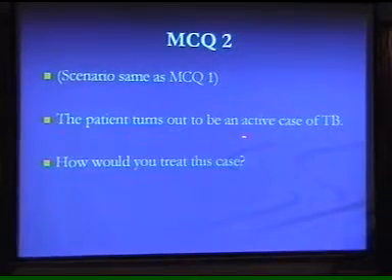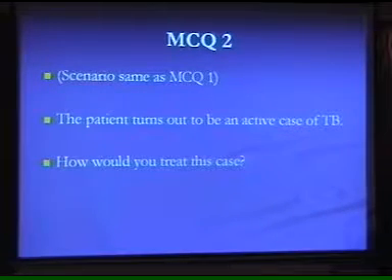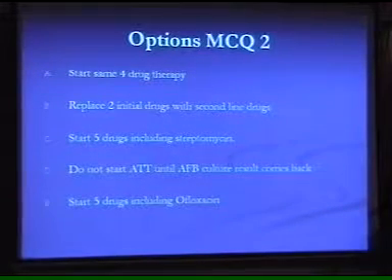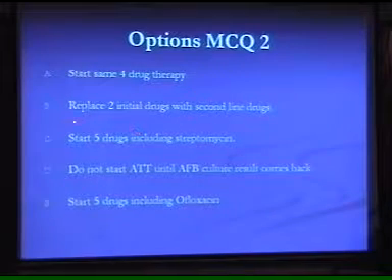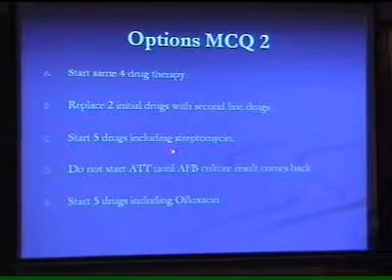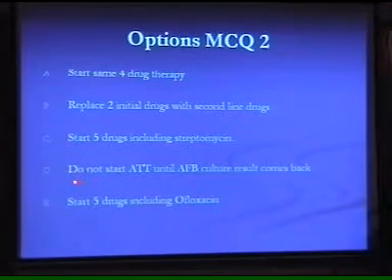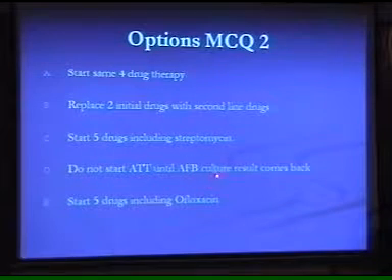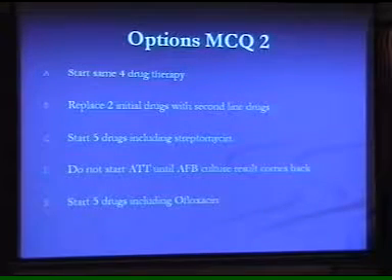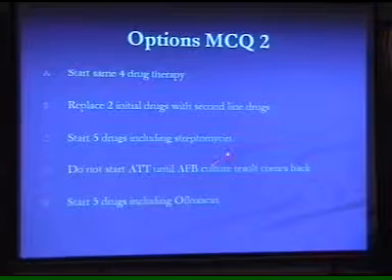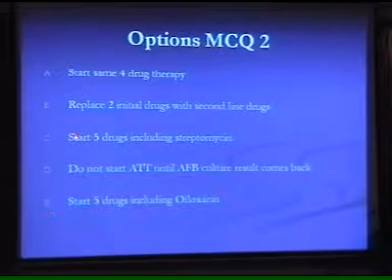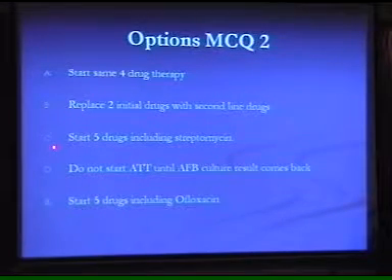Same scenario, the patient turns out to be an active case. His smear is positive, and his X-ray shows a cavitary lesion. Now how would you treat this case? You would continue with the same 4 drugs. Or replace isoniazid with second-line drugs, or start 5 drugs including streptomycin. Or you add streptomycin, or you won't start ATT until the culture results come back, or start 5 drugs and add ofloxacin. E or C? E could be correct, but according to WHO recommendations, C is the correct answer.